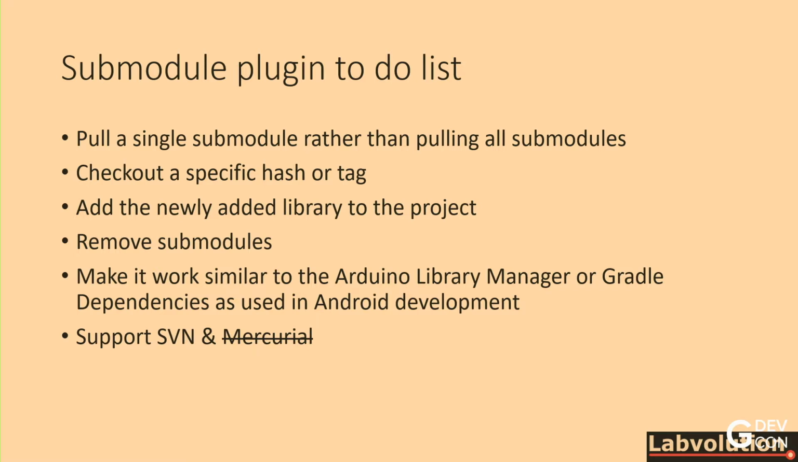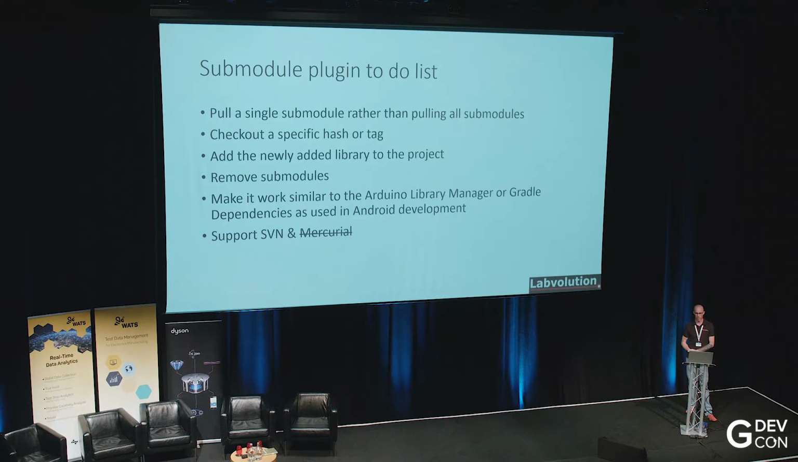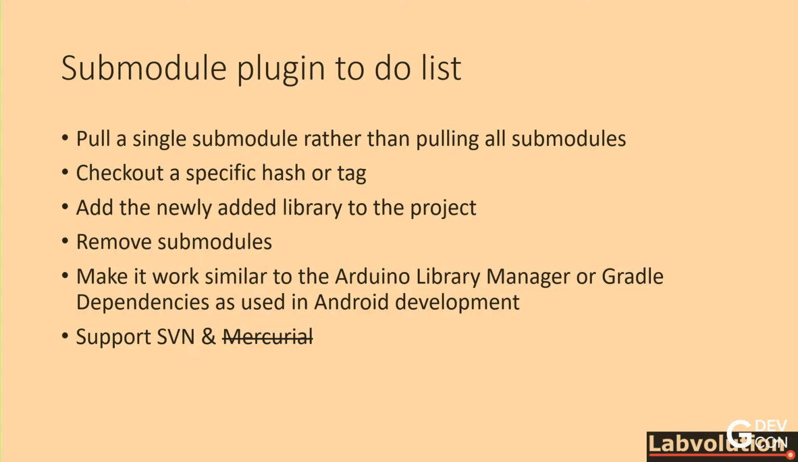It's currently work in progress. I add features as I get annoyed with doing them manually and when I get spare time. But this is a bit of a list that I have on what I want it to do. I want to pull a single submodule rather than pulling them all. If only one's changed, I only should have to pull one. I shouldn't have to pull all 10 submodules just to pull one. I want to pull one only.